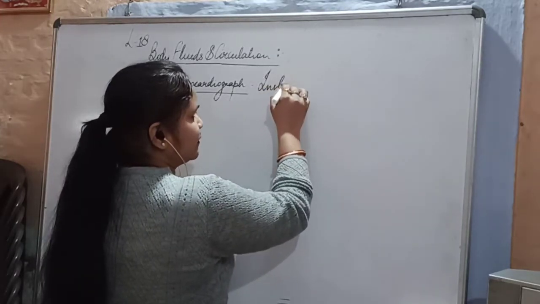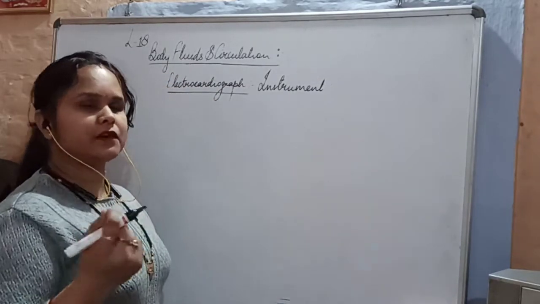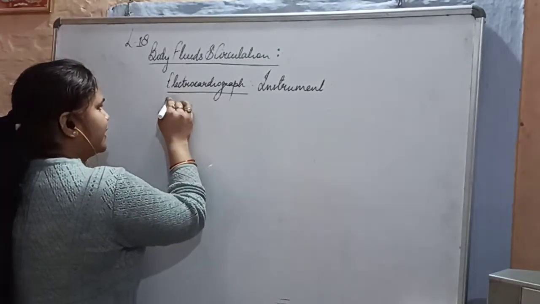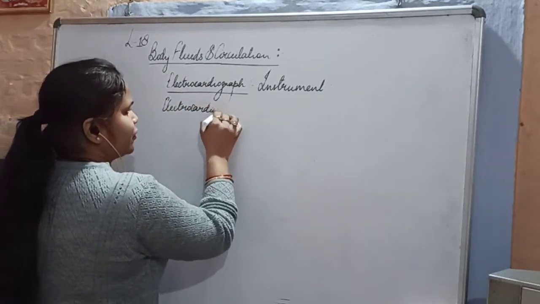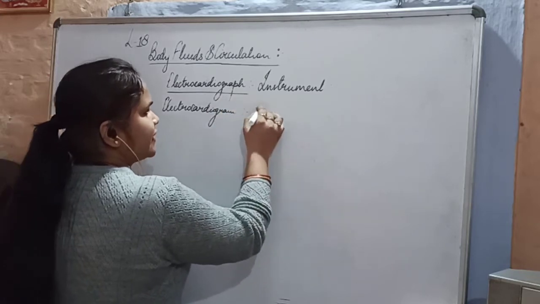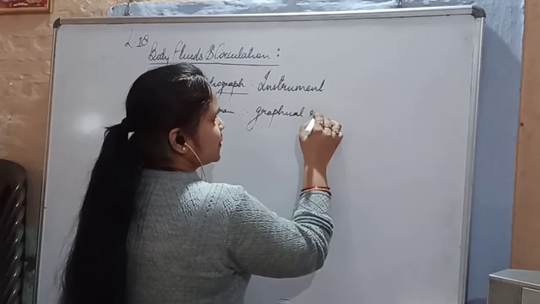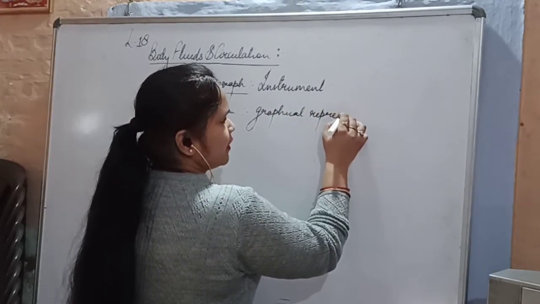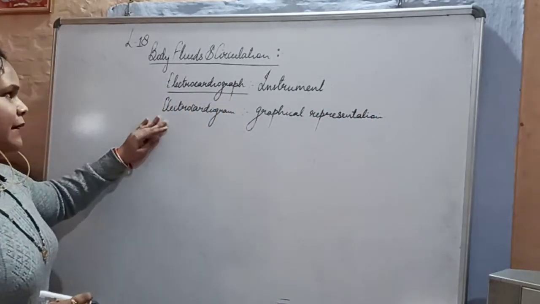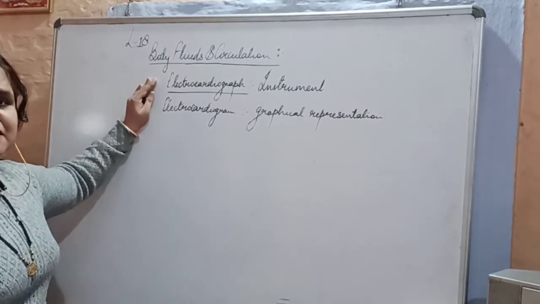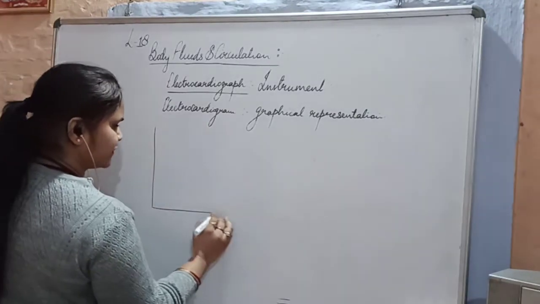The names are a little bit confusing. The electrocardiograph is the instrument by which we can detect the working of the heart, and the electrocardiogram is basically the graphical representation of the heart which we are going to see. So the electrocardiogram and electrocardiograph are used to judge the activity of the human heart. The graph constitutes the following waves.